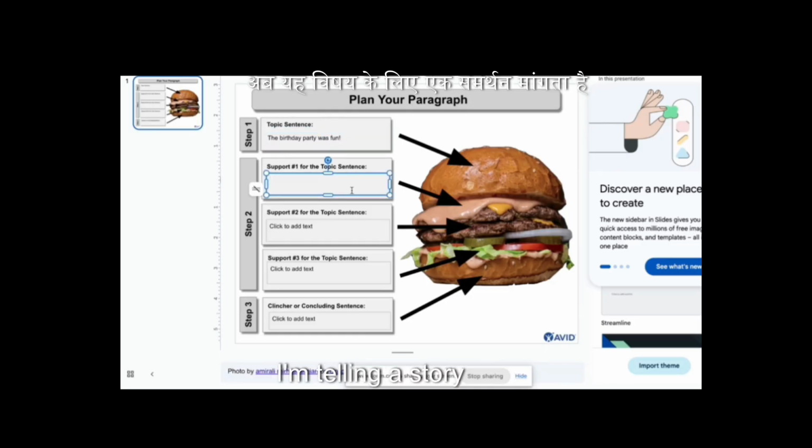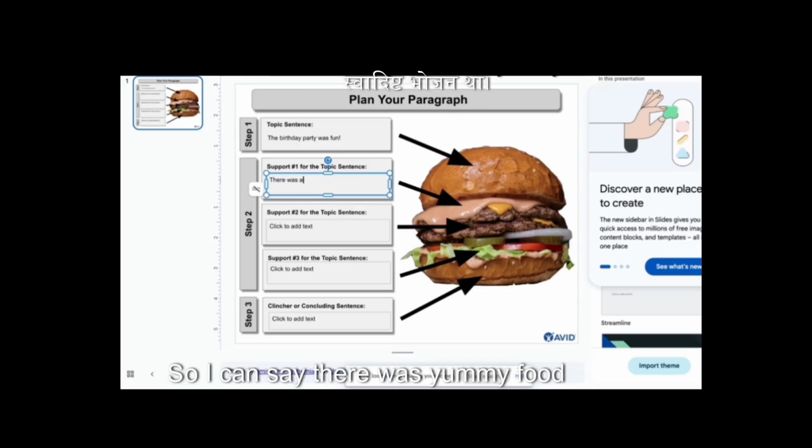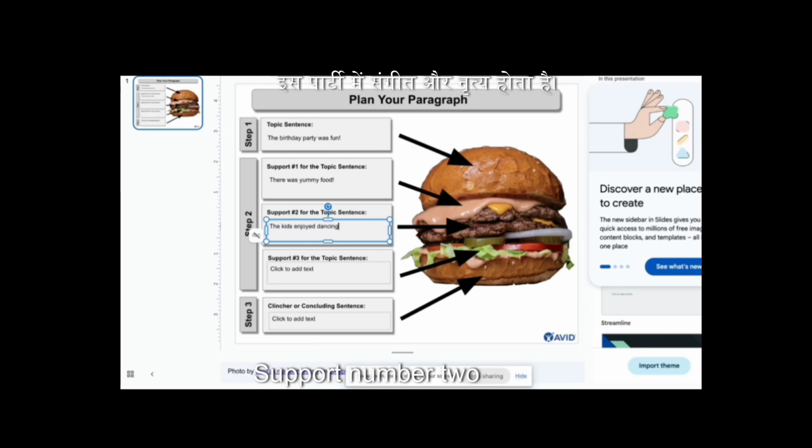Now it asks for support 1 for the topic sentence. So what supports that? What tells you that it's fun? You may also hear text evidence. What evidence do you have that it was fun? So I can say, there was yummy food. Support number 2, the kids enjoy dancing. There's music and dancing at this party.